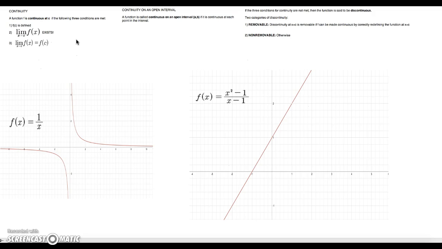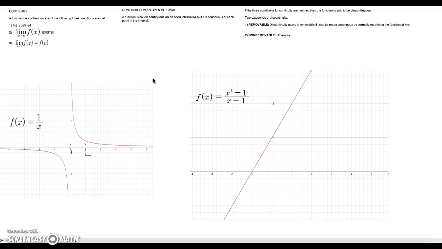What about if we are told to look at an open interval, like perhaps over here for f of x equals 1 over x? We have this nice graph here, and it tells us to look at this open interval between 0 and, say, 2. If a function is continuous on an open interval, it has to be continuous at each point in the interval. For open intervals, we don't include the endpoints. We don't evaluate their continuity at those points.